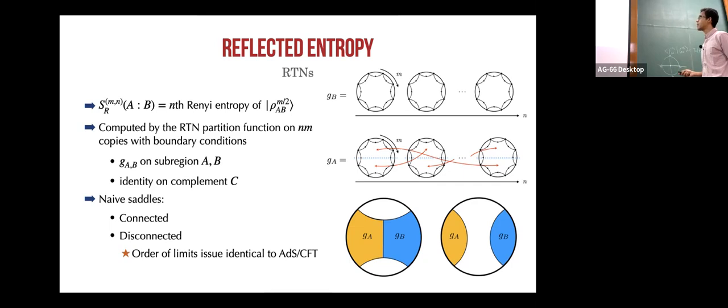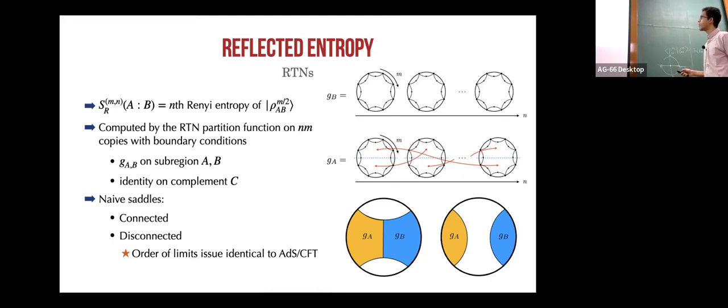Good. So then, as we saw before, the random tensor network partition function is just computed by this Ising partition function, which is a sum over these permutations with these boundary conditions. And now we can write down the naive saddles. So the naive saddles are the replica symmetric saddles. The Ising model is on the symmetric group of m times n elements.